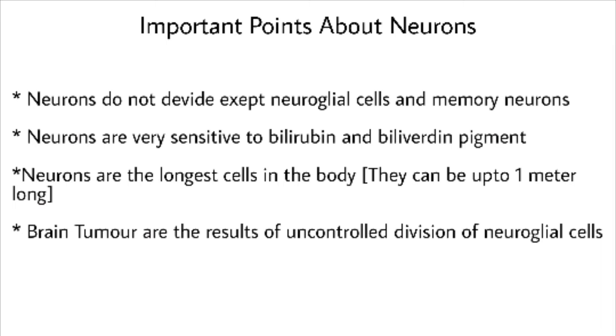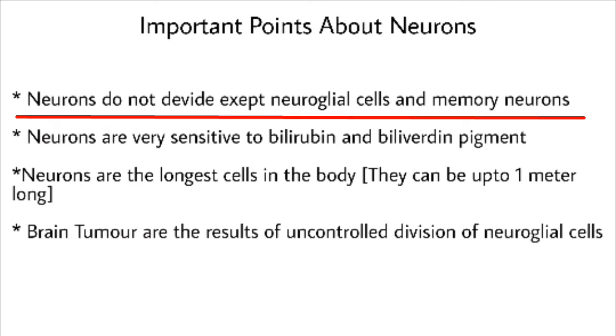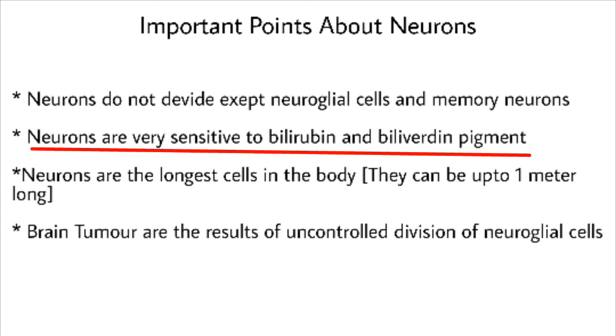जो ब्रेन में ट्यूमर बनते हैं, they are formed by the uncontrolled division of neuroglial cells. Neoplasm जिसे हम कहते हैं, they are formed by the uncontrolled division of neuroglial cells. They are not formed by the division of neurons. Neurons never divide. Neurons are very sensitive to bilirubin and biliverdin pigments. Now, what are these pigments? These are pigments produced by the destruction of RBCs, and these are very fatal for our kidneys. The excess of these pigments can damage our kidneys and cause our death.